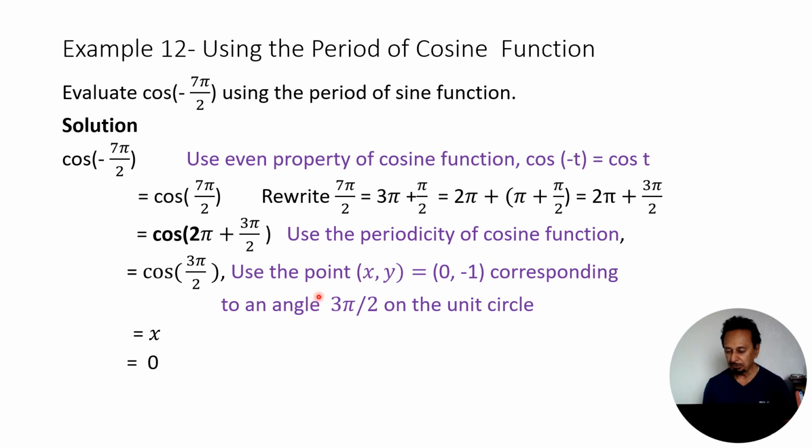Now we can go to the unit circle. The point x comma y is 0 comma negative 1, and we know cosine 3 pi over 2 is x, and x is 0. So the answer to this question is that cosine of negative 7 pi over 2 equals 0.